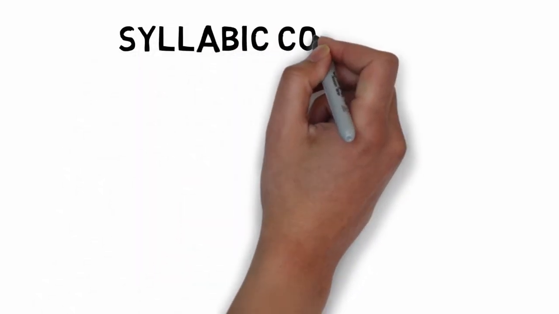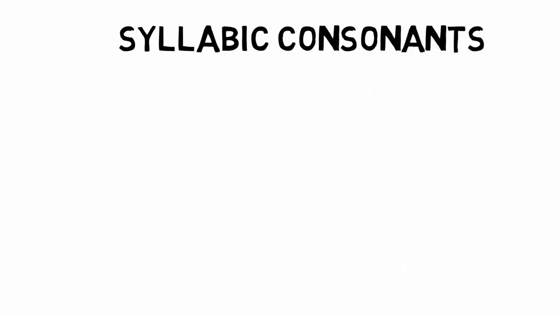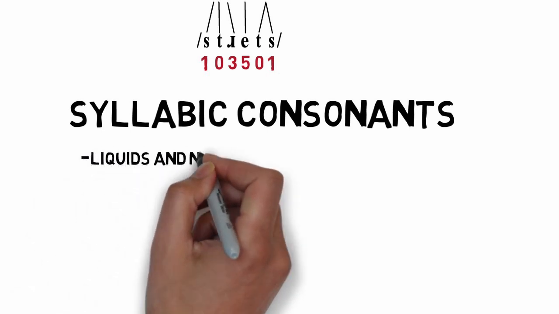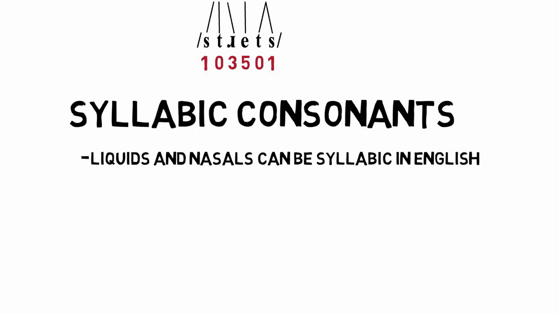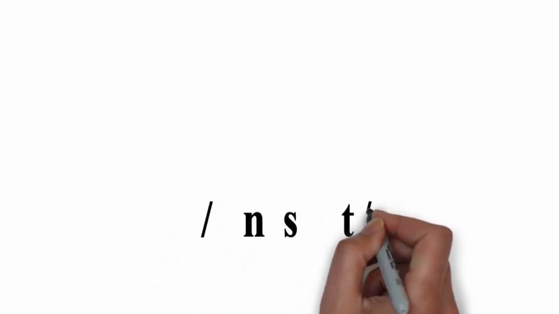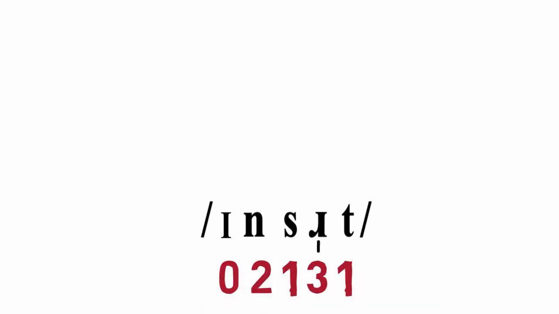There's one final principle that we should talk about in this video, and that is syllabic consonants. Although nuclei are usually vowels in English, some consonants can be nuclei. In English, this is more commonly done with liquids and nasals. Let's take a look at the word insert. So, our first step is to write down the hierarchy values. We've got 0, 2, 1, 3, and 0.